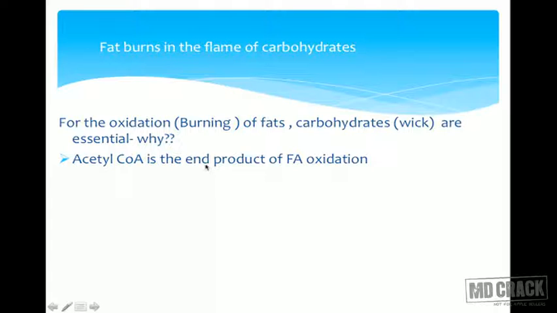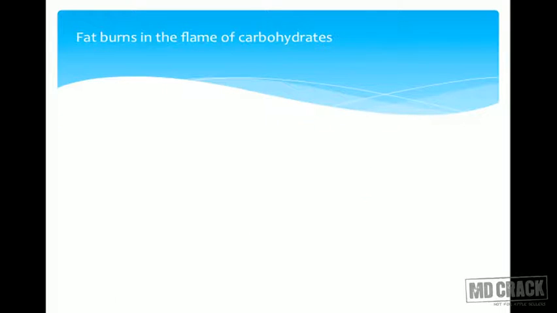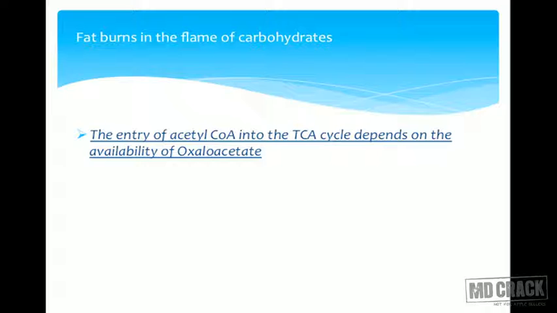So acetyl-CoA is the end product of fatty acid oxidation. And this has to enter the TCA cycle. For this, it has to combine with oxaloacetate, and oxaloacetate is derived from pyruvate, which has come from glucose. So the entry of acetyl-CoA into the TCA cycle is dependent on the availability of oxaloacetate.